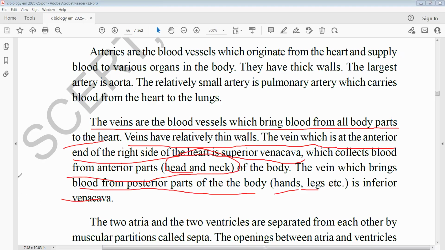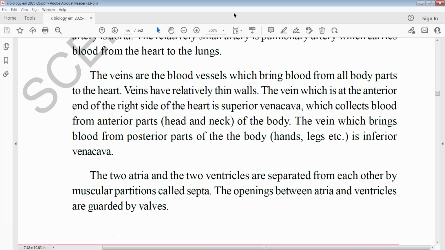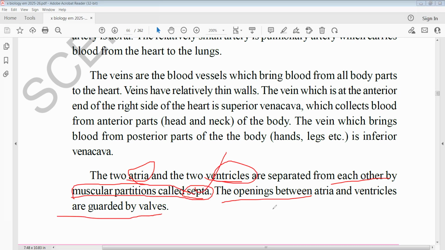As I said previously, the two auricles and the two ventricles are separated from each other by a muscular portion called a septum. All the chambers are separated by a special muscular partition, called a septum. Between the auricles and ventricles, there are valves present.